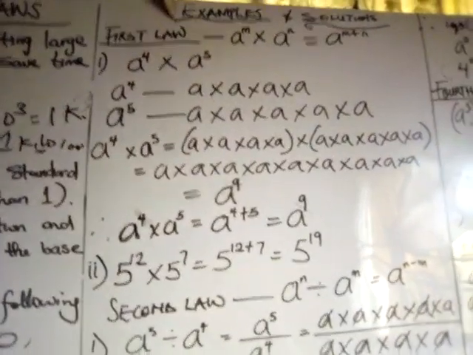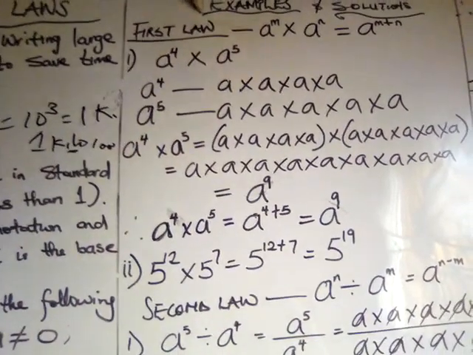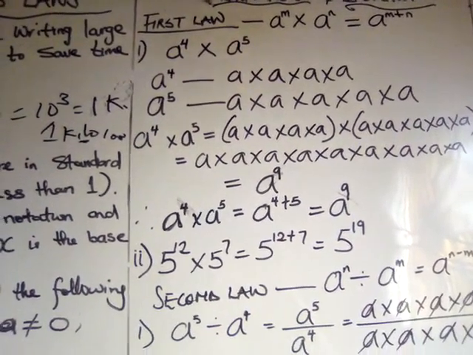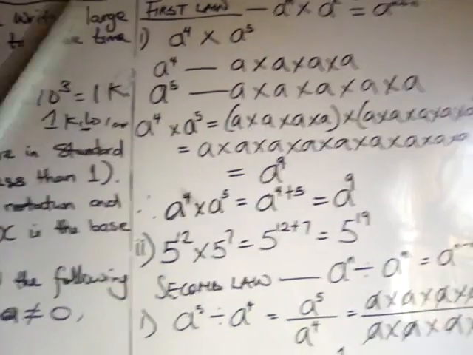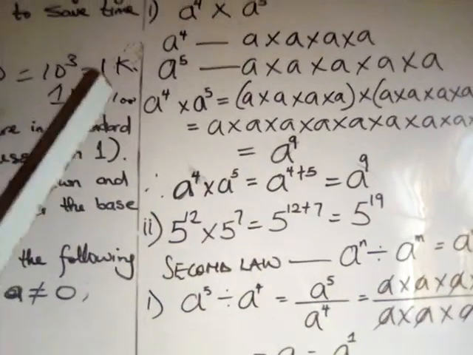So let's consider some examples and solutions. Regarding the first law, which says a raised to the power m times a raised to the power n is equal to a raised to the power m plus n. Let's consider, for example, a raised to the power 4 times a raised to the power 5.